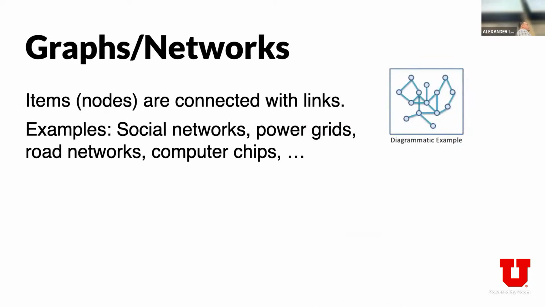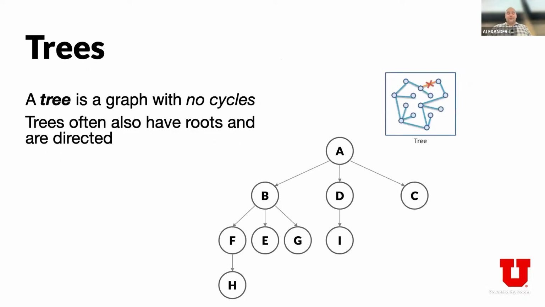The next data set type are graphs and networks. Those two terms are mostly equivalent, right? I might use graph and I might use network sometimes. A graph is a connection of items via links, and the items are often called nodes in the network. Examples are social networks, power grids, road networks, computer chips. There are tons and tons of applications for networks, and they're probably the second most important data set for abstract data visualization after tables.